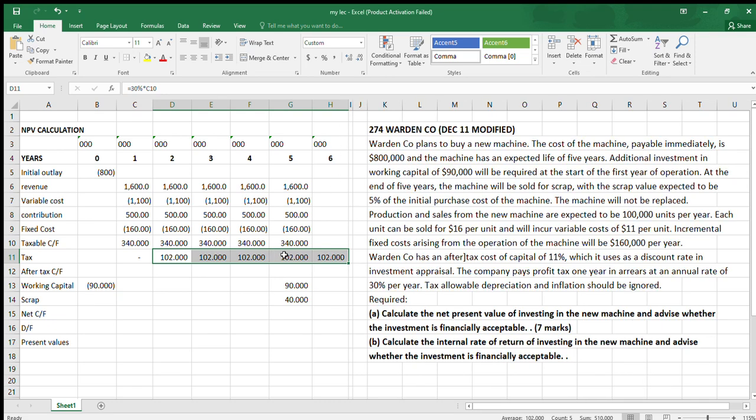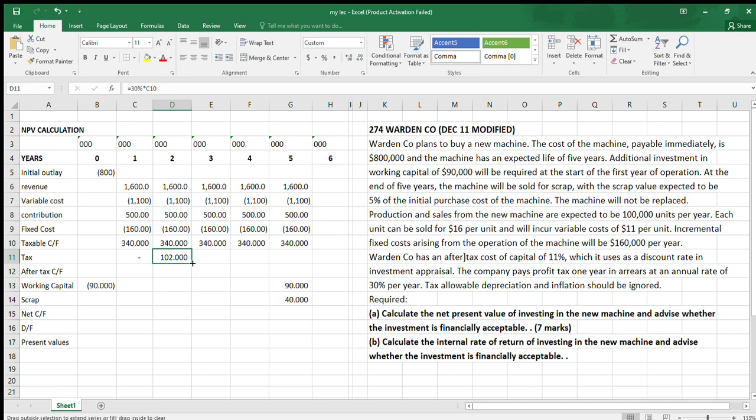All of them should be 102. The reason why, let me go back so that you understand why the 30%. You see, I didn't select this rate. I didn't select the year 2 figure, but I selected the year 1 figure because that's the tax we are paying in year 2. So I selected the year 1 figure, which gave us 102.